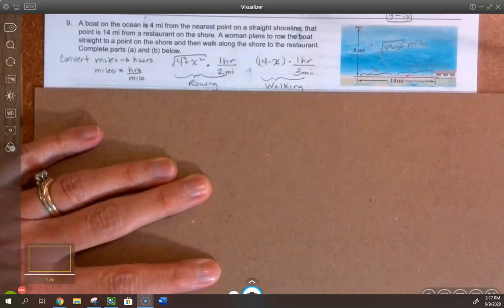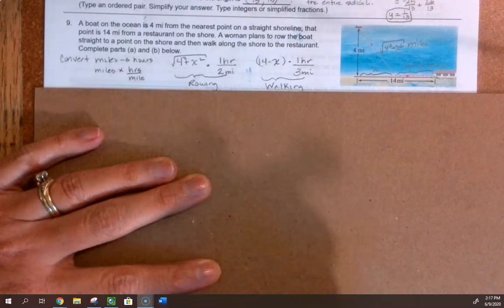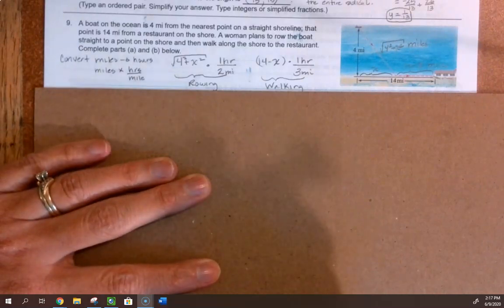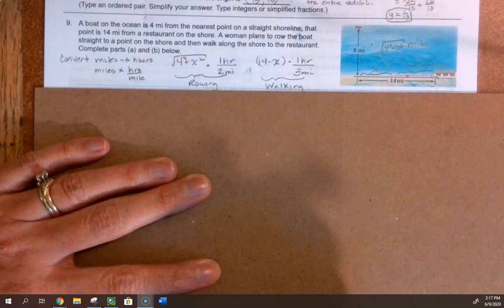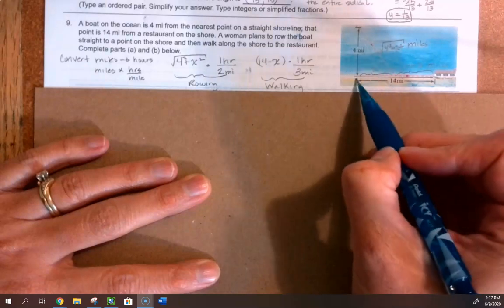All right, problem number 9. A boat on the ocean is 4 miles from the nearest point on a straight shoreline. That point is 14 miles from a restaurant on the shore. A woman plans to row the boat straight to a point on the shore and then walk along the shore to the restaurant.